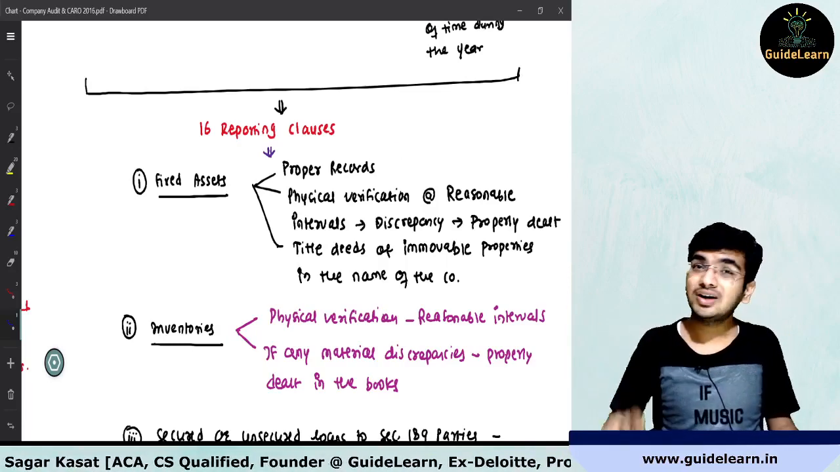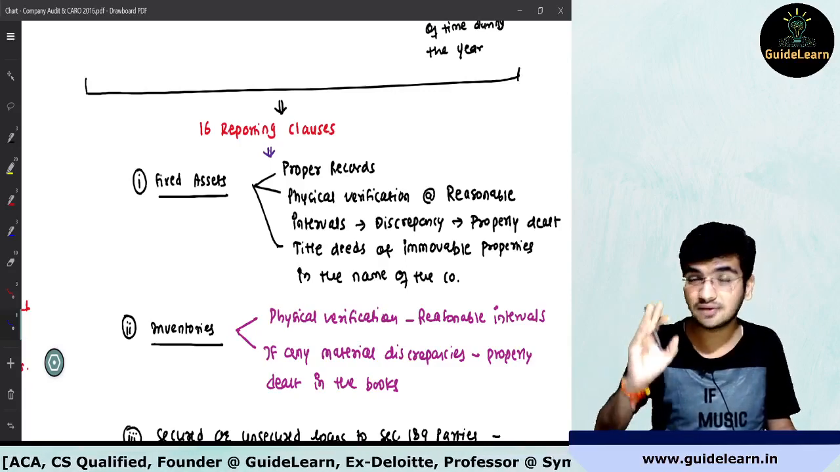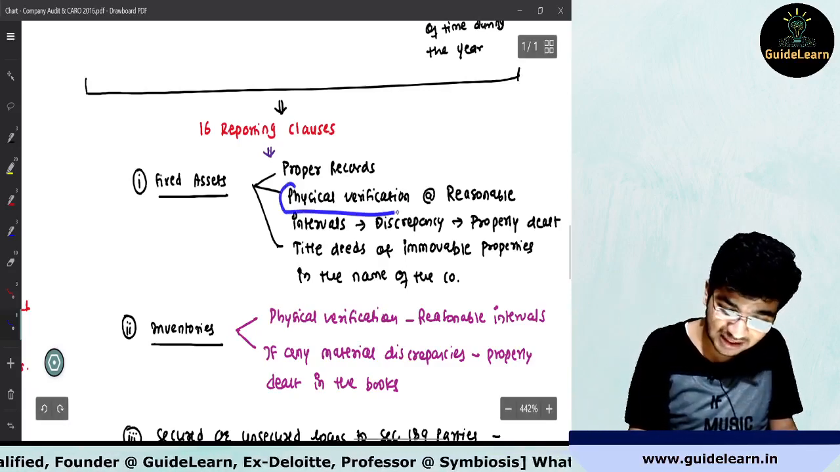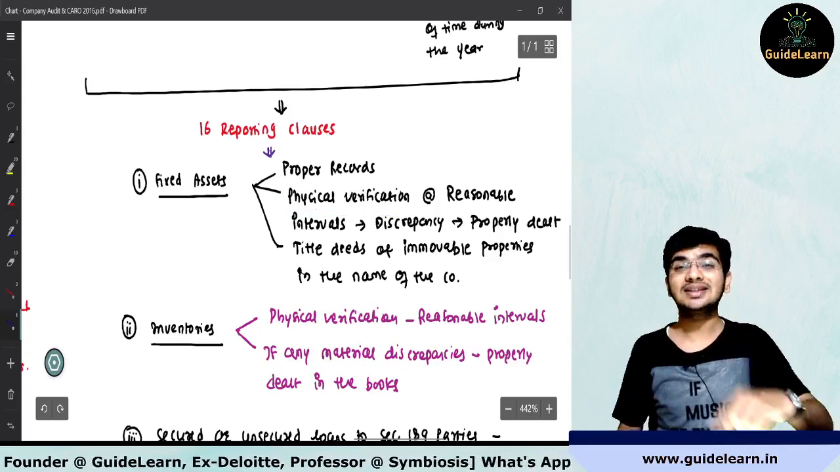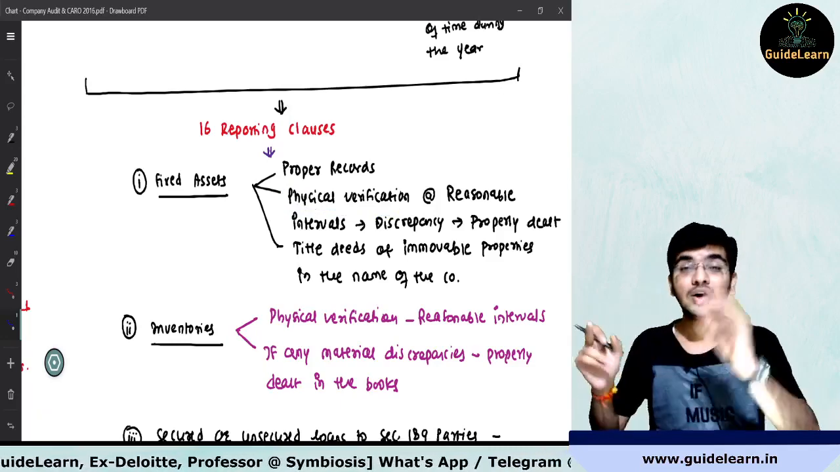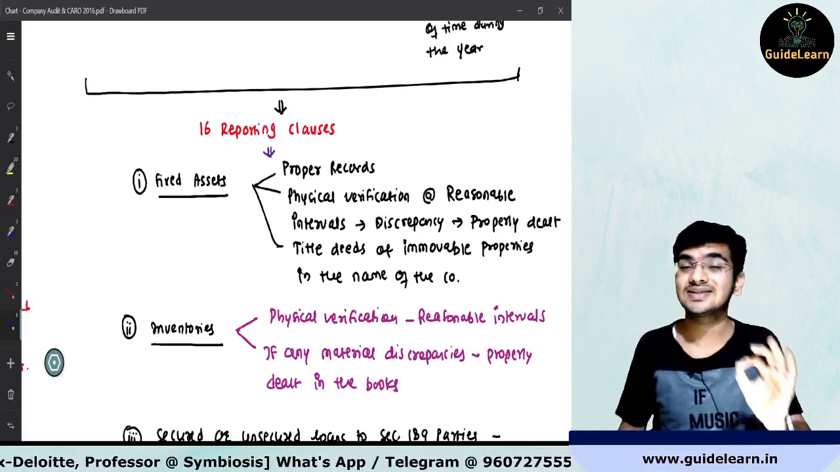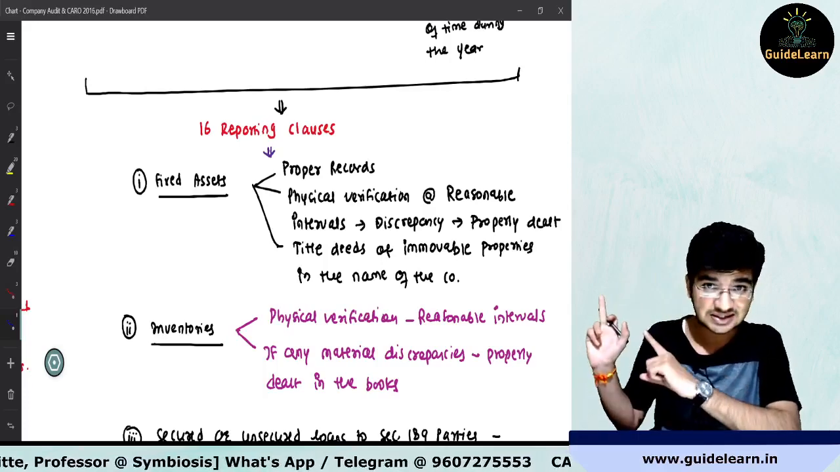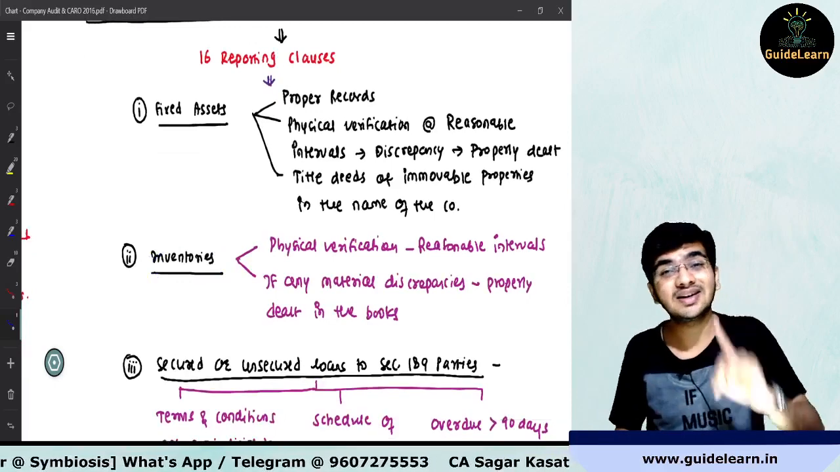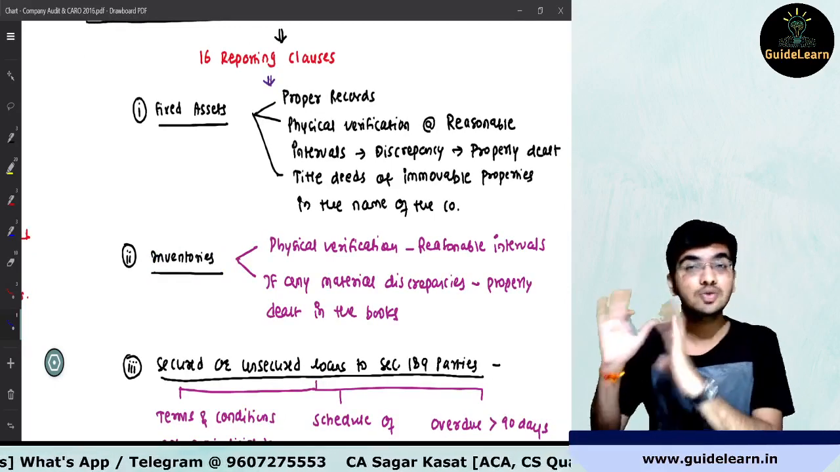There are three things that have to be considered by the auditor for reporting in clause 1. Very first, proper records. Second, whether the company has conducted physical verification at reasonable intervals. So what is a reasonable interval? According to practical life, once in 3 years is considered to be the reasonable interval for fixed assets. And for inventories, the reasonable interval is ideally once in a year. This is what a reasonable interval is according to practicality.